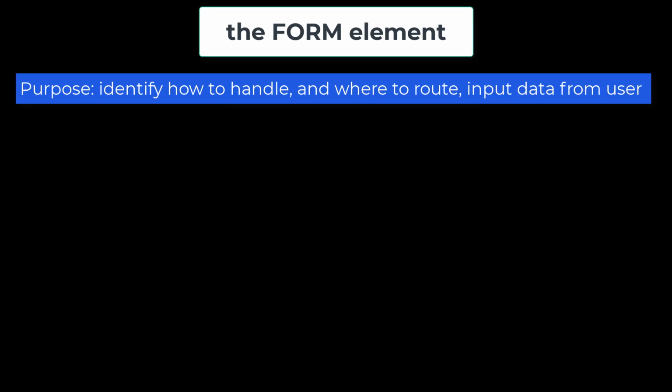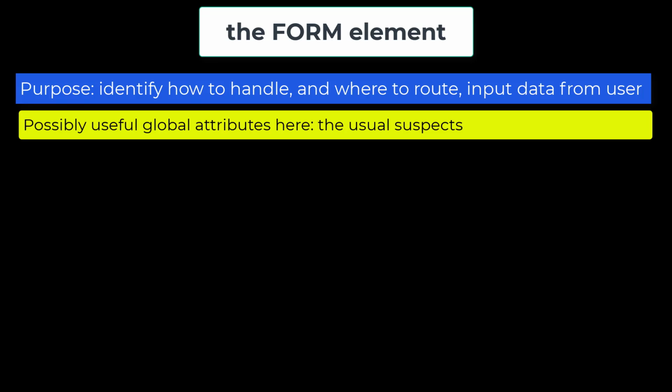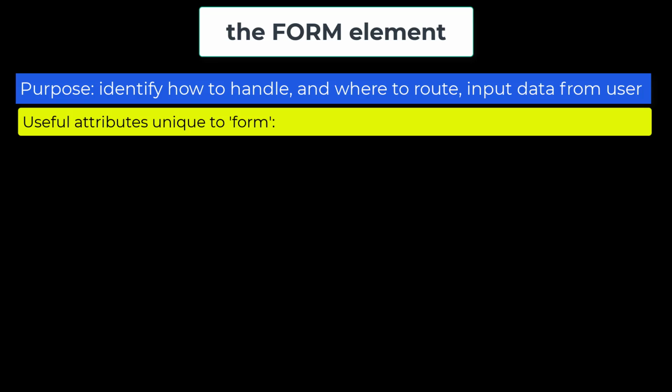The purpose is to identify how to handle and where to route input data received from the user. The syntax is a start tag, form, always have some attributes, then the content of the form, and the end tag. The start tag and end tag are both required. The form content consists of just about any element that can be specified in the body element, but the important useful elements are input elements. Useful global attributes, the usual suspects. Useful attributes specifically for form elements are as follows.